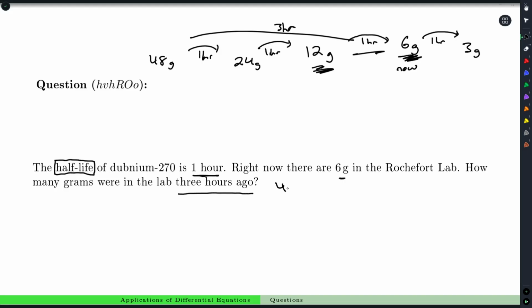grams. Okay? So if I'm in an absolute rush and I just understand the concept of half-life and I don't want to bring in my knowledge of differential equations, great, there we go, 48 grams.